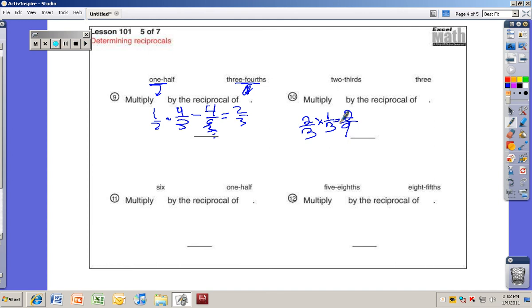Okay, Kaylee, you want to do the next one? Okay. Multiply 6 by... well, you have to put a 1 under it because you just do. And then by 1/2, and the reciprocal of 1/2 is 2/1, equals 12/1, which equals 12.